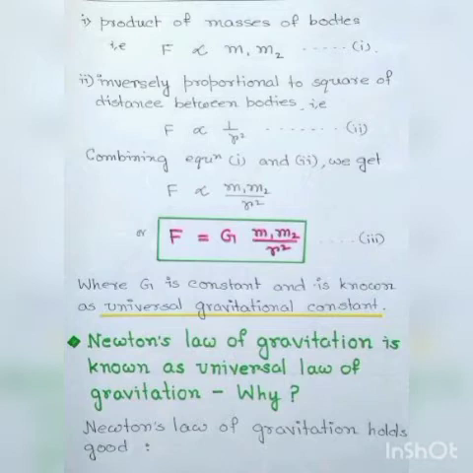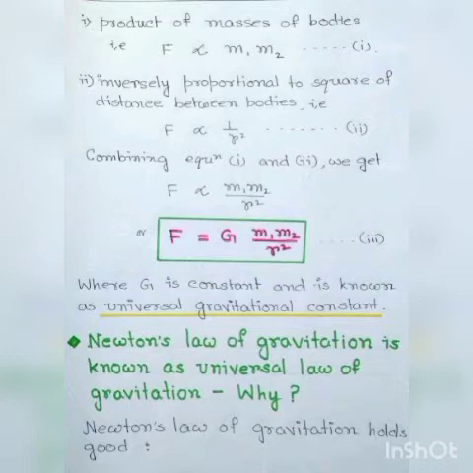So now combining these two equations 1 and 2, what we will get? F is directly proportional to m1 into m2 by r square. Now if we want to remove the proportional to sign and write the equal sign, we have to introduce a constant term. So here capital G is the gravitational constant, and the equation we can write as F is equal to G into m1 into m2 by r square.